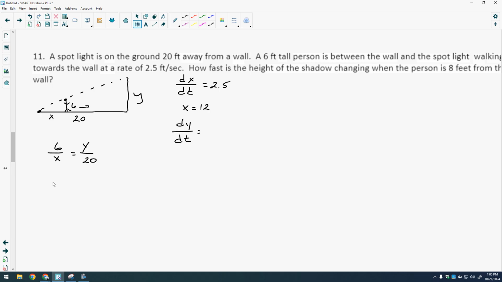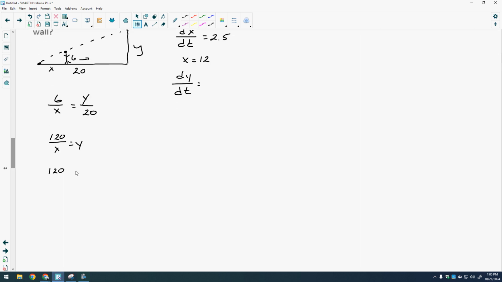I'm going to multiply both sides by 20. So I end up with 120 over x equals y. And now I'm going to find the derivative because that's what I want. I'm going to think of this like I did before as 120. I have a suspicion I'm not recording, so I'm going to make sure I'm recording. Okay, sorry. I've hit pause so many times with the calculator. I want to make sure. Okay, so I have 120 x to the negative 1 equals y.